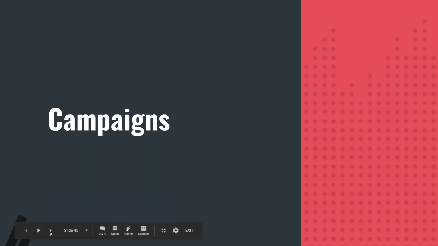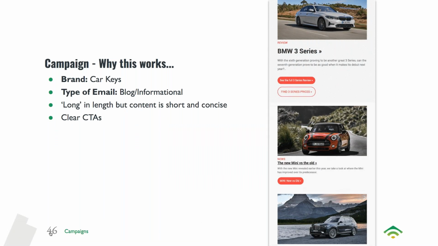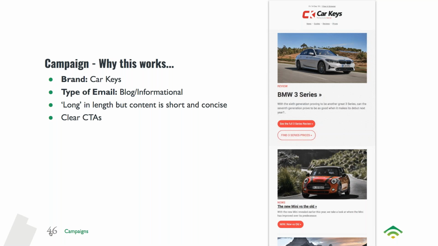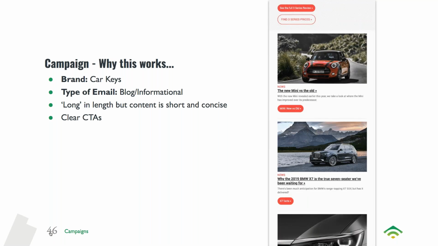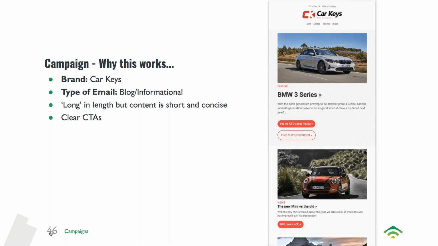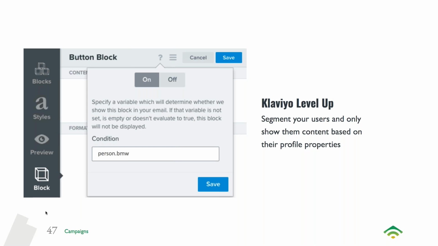So first we're going to go into campaigns, and the first example is by Car Keys. The type of email is a blog or informational newsletter. While it is long in length, if you look at the content itself, there's a clear headline, short content, and the CTA buttons for the primary have the darker background color, and the secondary CTAs have a lighter color. The way you can level up this email is by hiding and showing content based on their custom profile property. So you can send emails that are more specific to that user, so you're not displaying all contents within the email.